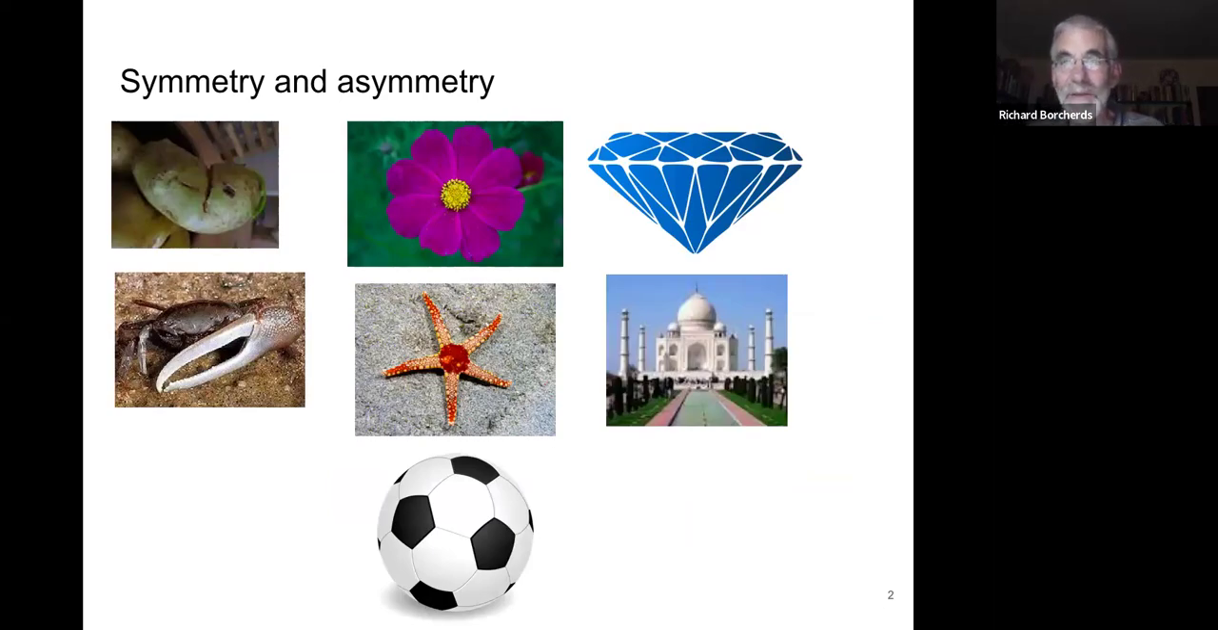Okay, so here are some pictures of symmetric and possibly non-symmetric objects. Most of these objects are very symmetric, which means if you pick them up and put them back down in a different position, they look the same. On the left, two non-symmetric objects, which are a potato and a fiddler crab. And you can see that the non-symmetric objects look a bit ugly.